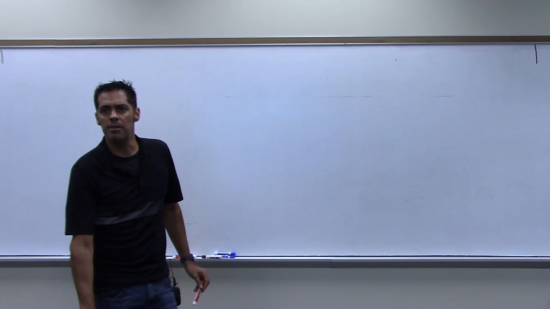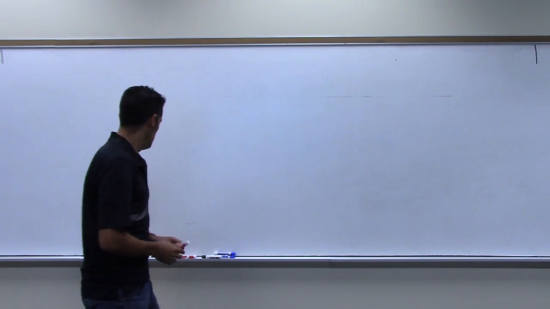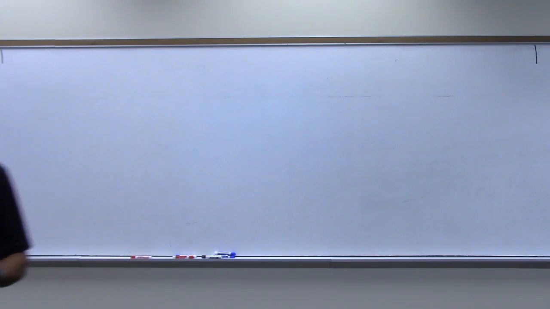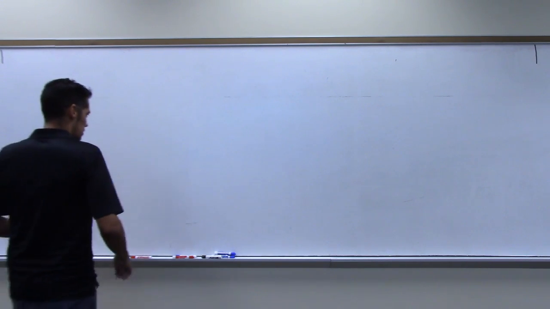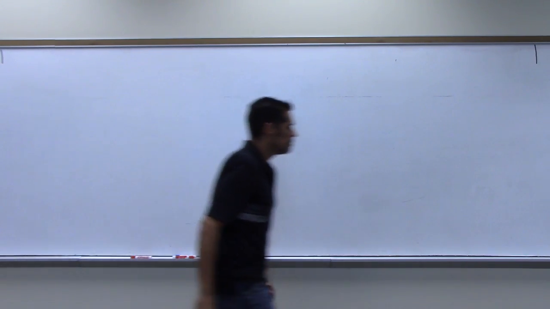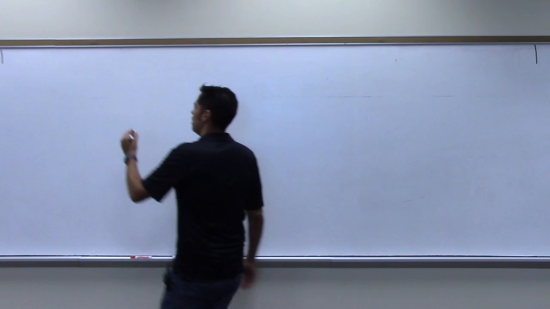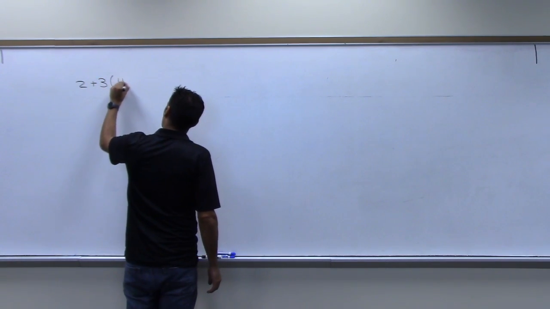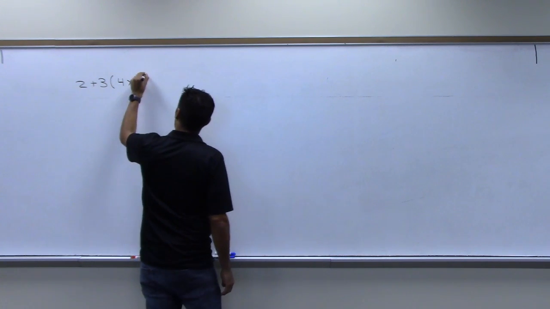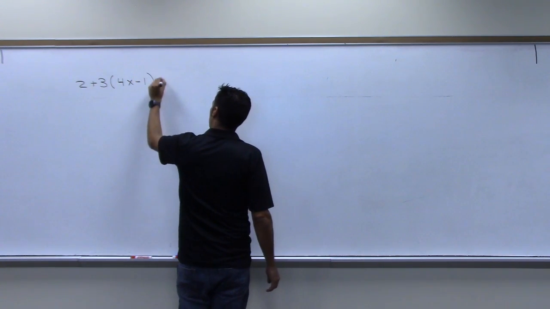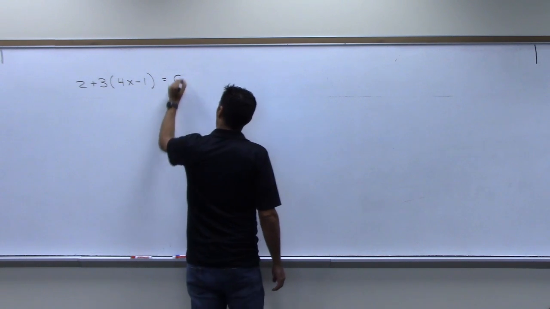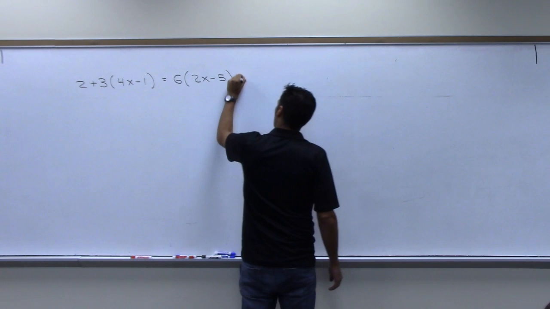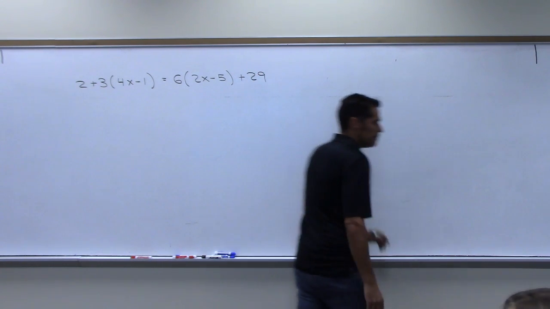I don't have it in front of me, so you'll have to... So I have it here. Just go ahead. It's solve: 2 plus 3, parentheses 4x minus 1, close parentheses, equals 6, open parentheses 2x minus 5, close parentheses plus 29.